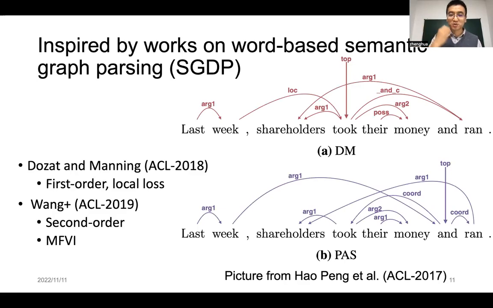We wanted to do a small and focused work with a certain degree of contribution to the community. It was directly inspired by works on word-based semantic graph parsing. It's also called semantic graph dependency parsing. I also think this term is kind of misleading, and the more accurate way is to call it word-based semantic graph parsing. There are several formalisms for SGDP, such as DM, PAS, and PSD. And this picture is from Peng Hao.